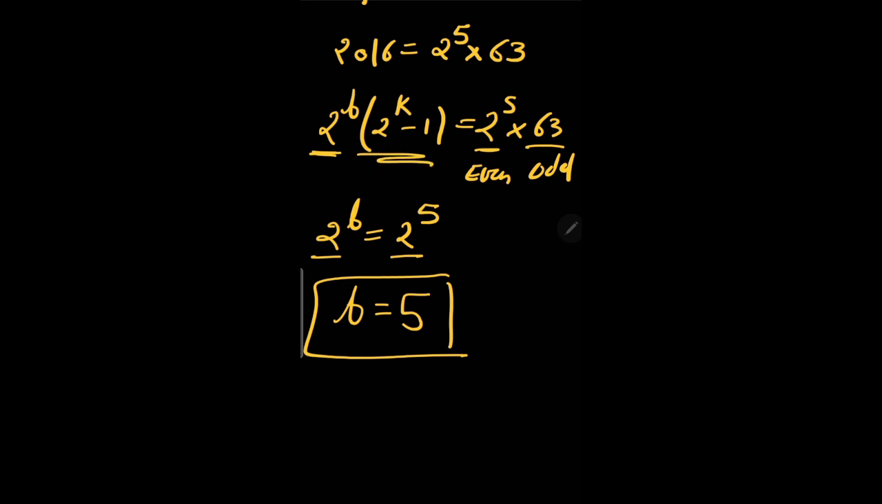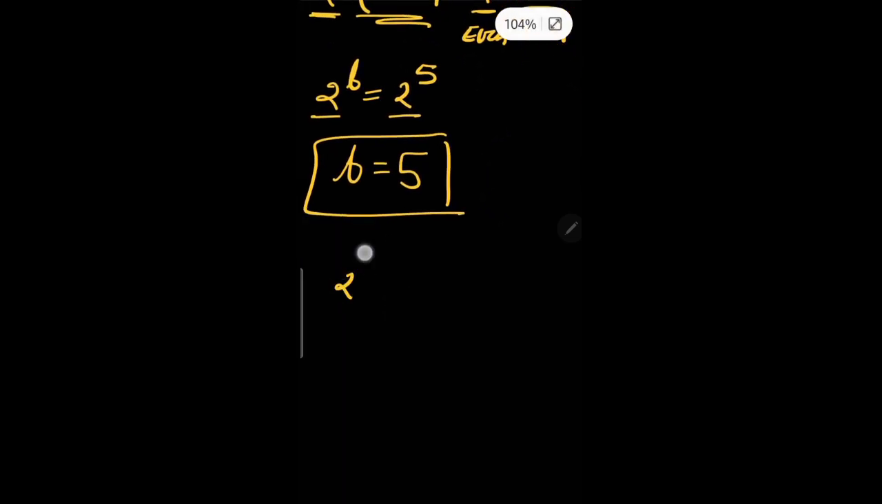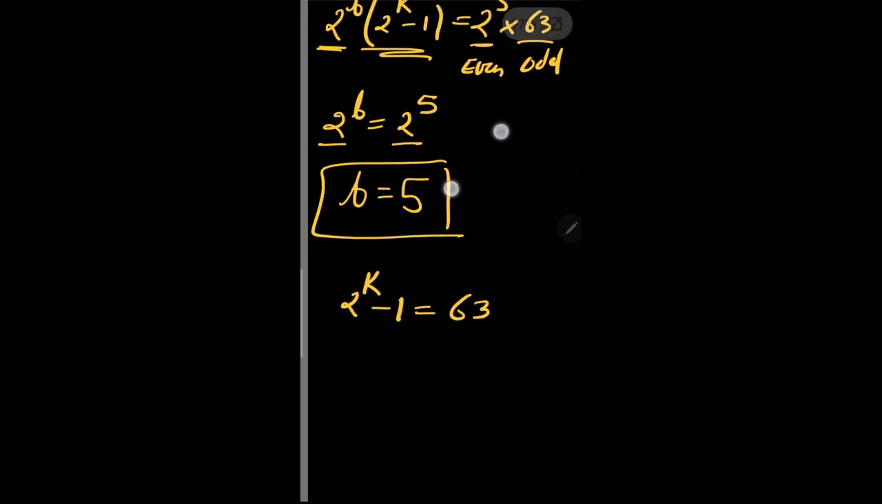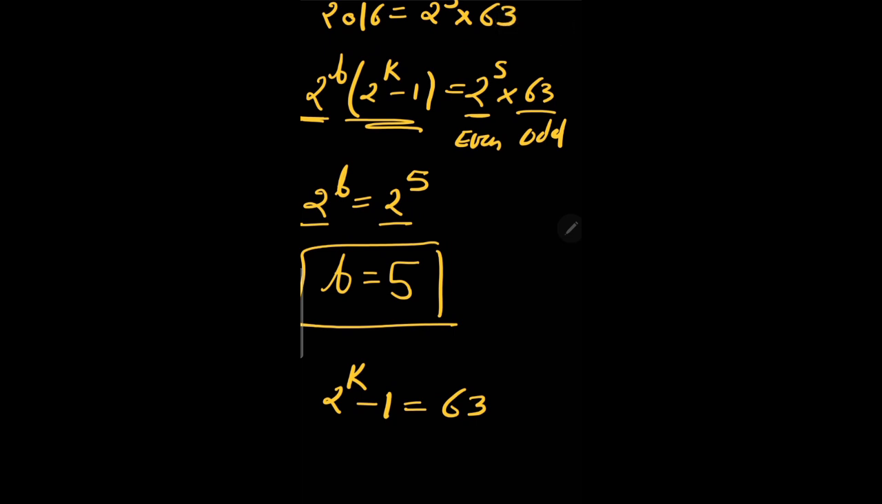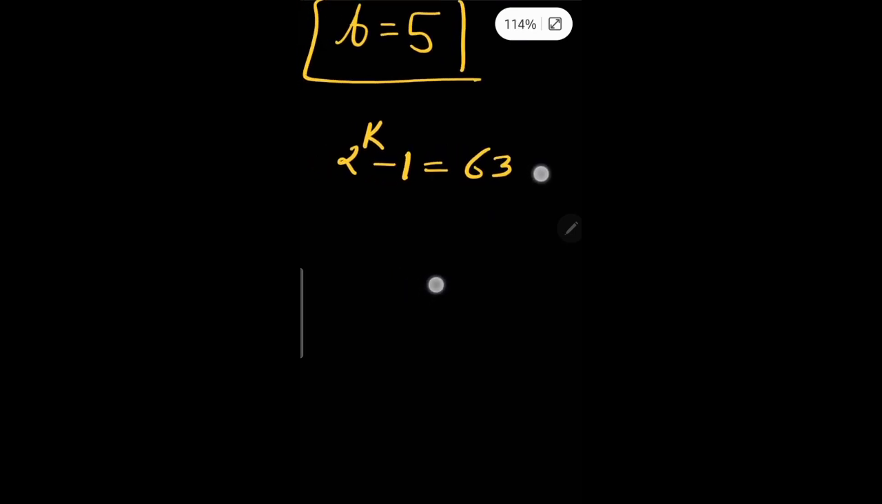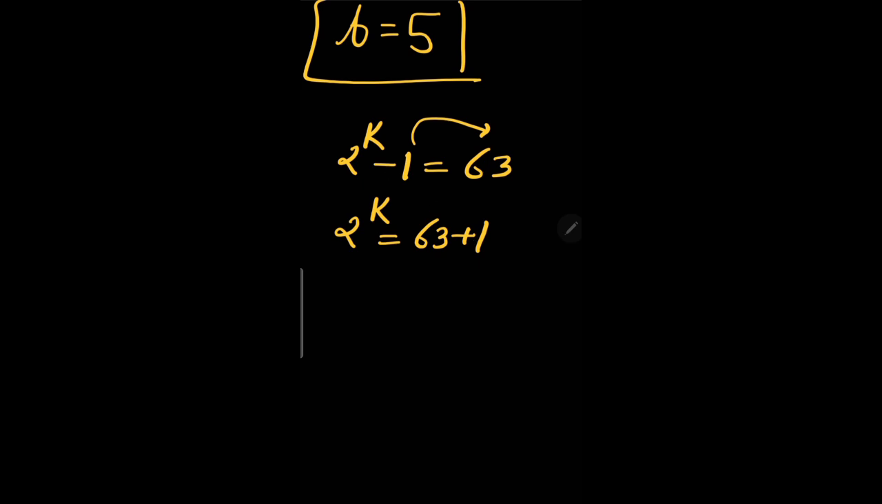Now it's time to find the second one. 2 raised to k minus 1 is equal to 63, because if you subtract 1 from any even number, you always get an odd result. Example: 32 minus 1 is 31, which is odd. So this value must be equal to 63. Now 2 raised to k is what? 63 plus 1, because it's negative on this side. So 2 raised to k is 64.